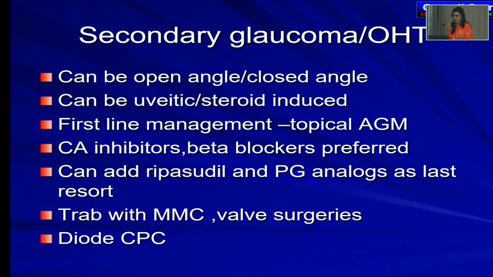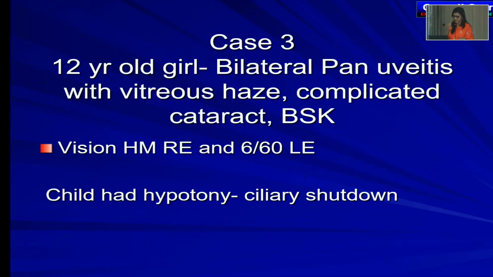Secondary glaucomas, depending upon whether it is open angle or closed angle, first line management is always topicals. Carbonic anhydrase inhibitors work well, beta blockers work well, ripasudil and PG analogs as last resort because they will increase the inflammation. And finally, if it is not getting controlled with AGM, or if you are having a severe angle closure, synechial angle closure, you have to go in for surgery. Valve surgery is preferred to trabeculectomy. And if you have very poor prognostic eye, you can also consider diode CPC.